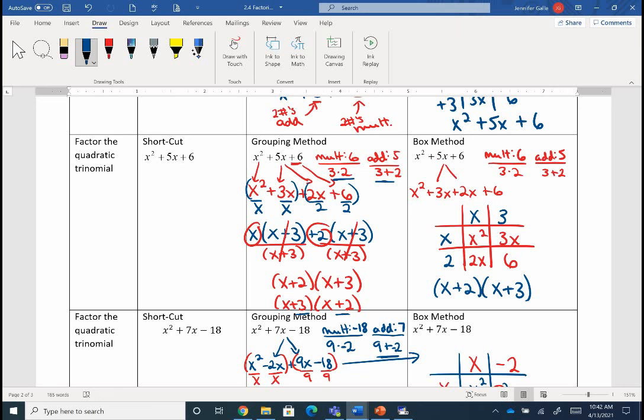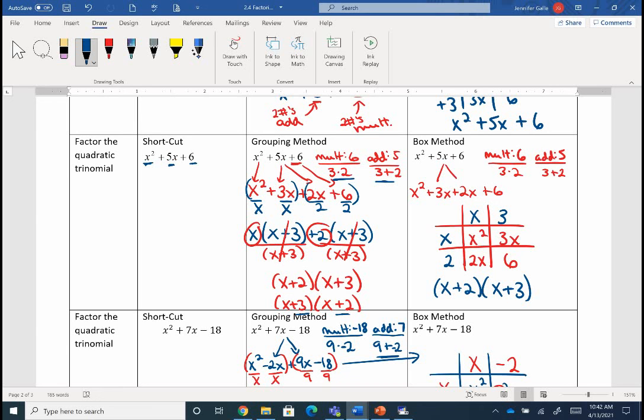This shortcut only works when you have a plain x squared to start your trinomial. There can't be a number in front of it. We're going to talk about that in our next lesson. There's a 1 in front of it really, but you have an x squared, you have an x term, and you have a term without an x. You have a quadratic, highest exponent 2, trinomial, you have 3 terms.